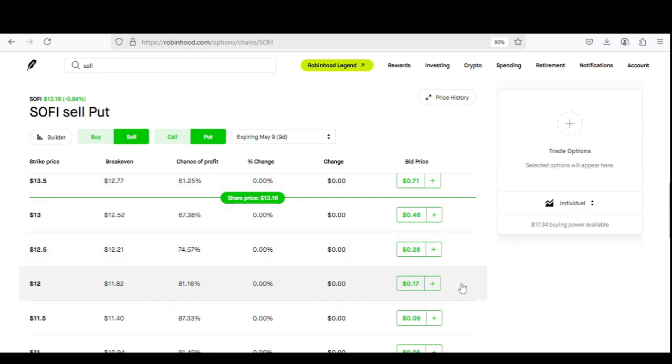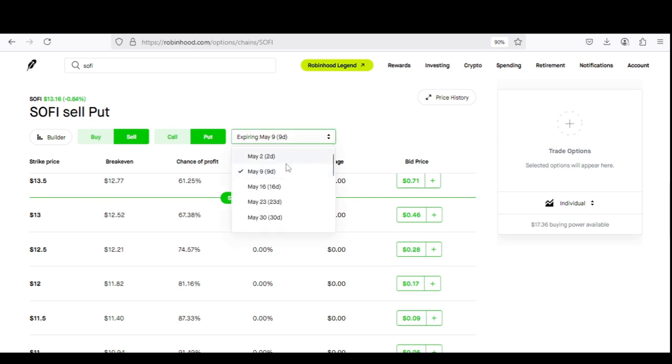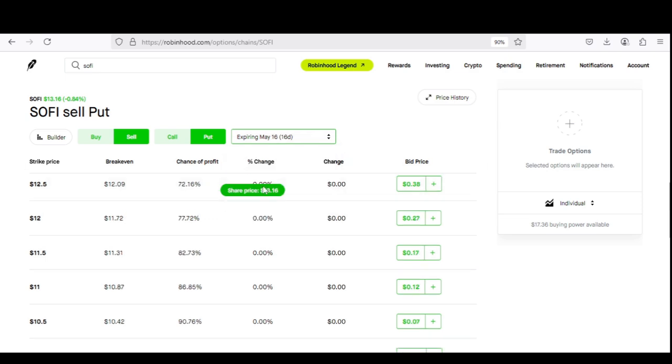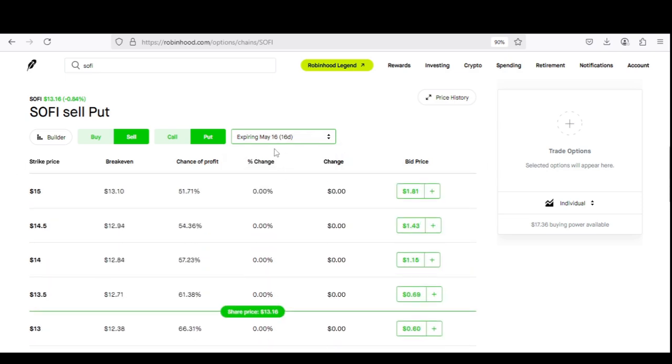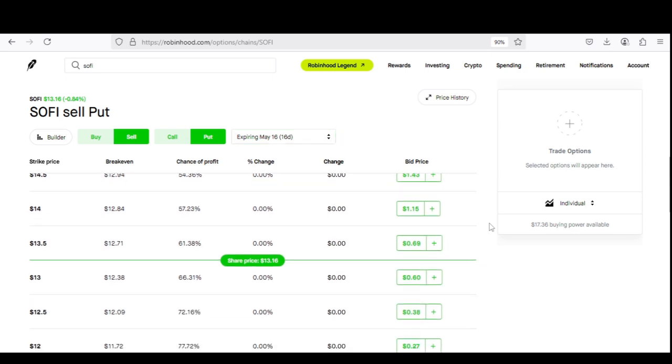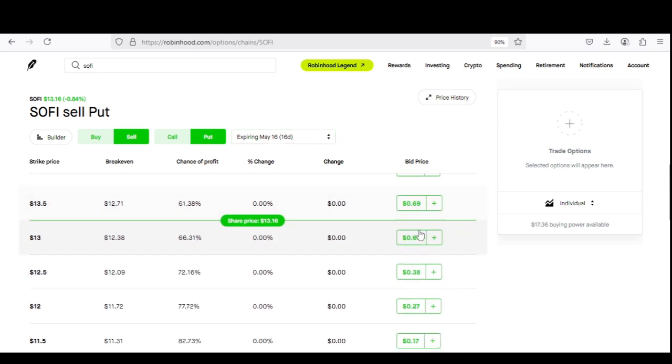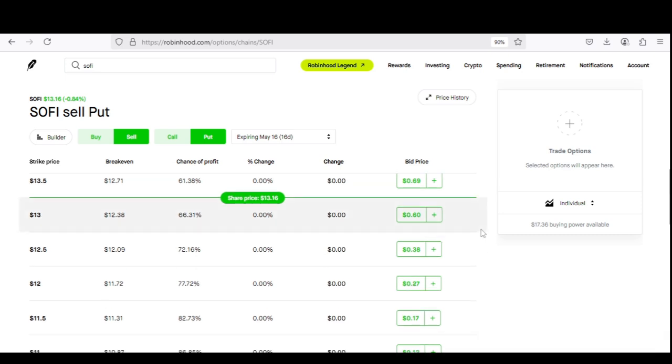Now, in my personal opinion, I don't think it's worth it for me getting $17 to wait 9 days. So I'm going to select a different strike date to see if that's going to be able to up my premium. So now we're going to go to May 16th. And ironically, that gives us 16 days to expiration. Once again, we're going to go below the current share price, and we're going to choose the exact same strike price where we got confirmation from the 200-day moving average. And that's the $12 strike price.